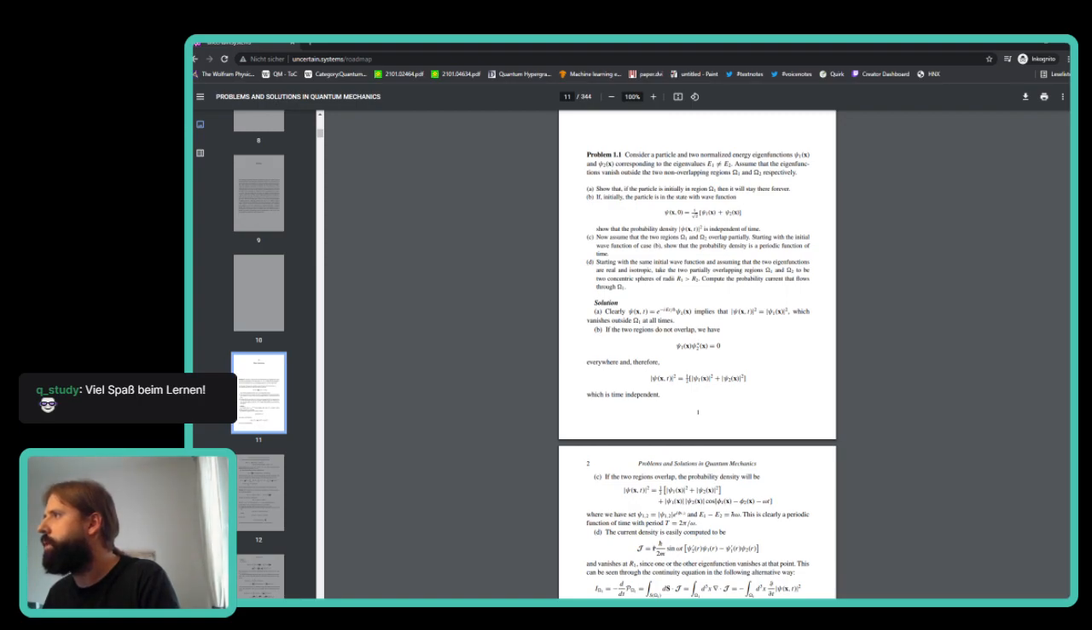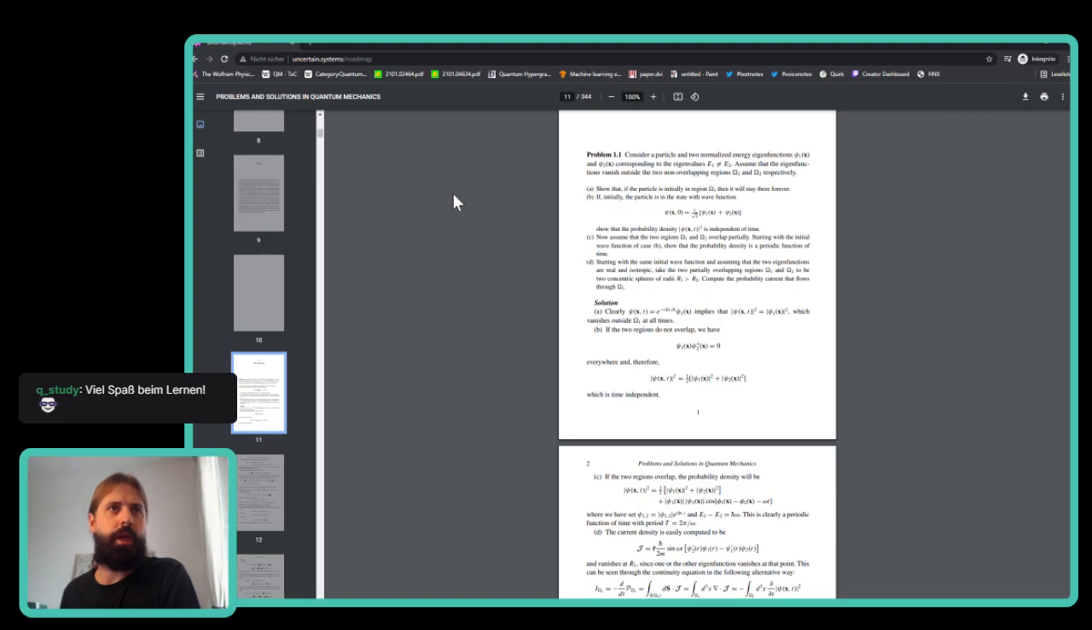because it's asking me: if we start with the same initial wave function, the eigenfunctions are real and isotropic, whatever that means, right? But I'm assuming it's useful to learn because it might pop up in future exercises. Take the two partially overlapping regions omega 1, omega 2 to be two concentric spheres. Okay, so now we've got two concentric spheres. Compute the probability current that flows through omega 1. Omega 1 is the one that's outside because the radius R1 is bigger than R2.